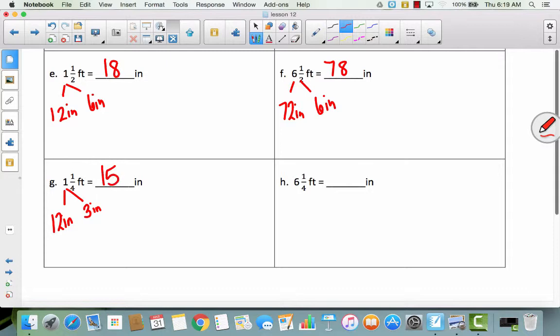Okay, last one. I bet you could do this one all by yourself. It's very similar to this one. Why don't you go ahead and pause the video and try this one all by yourself. Okay, so hopefully you paused the video and you came up with 12 times 6, which is 72. So this would be 72 inches. A fourth of a foot is 3 inches. So altogether, we have 75 inches.